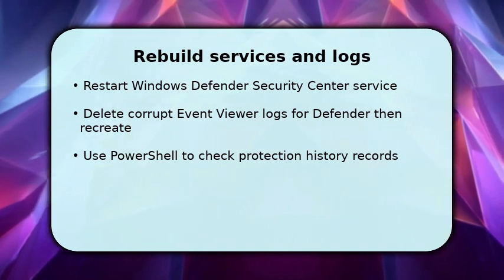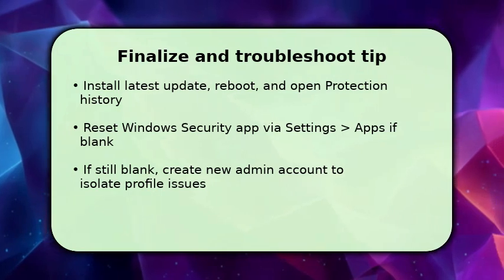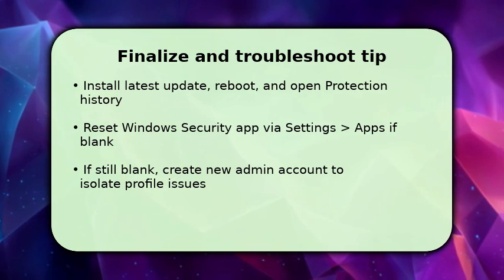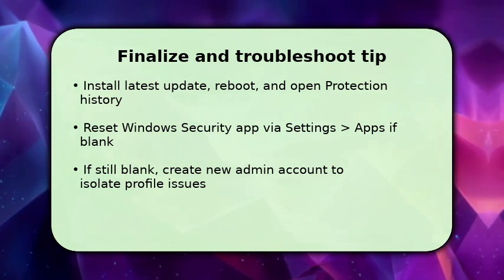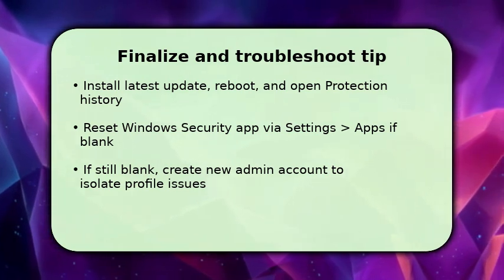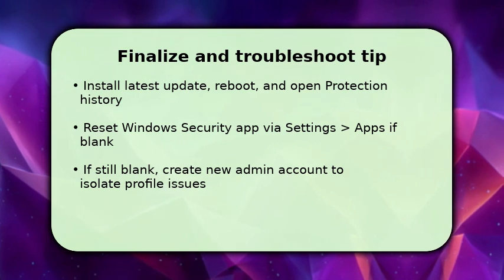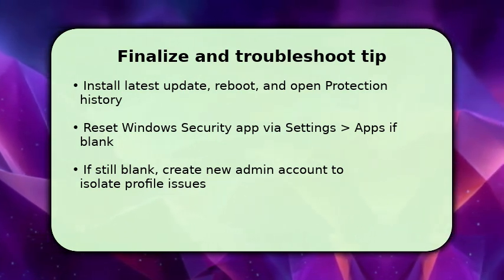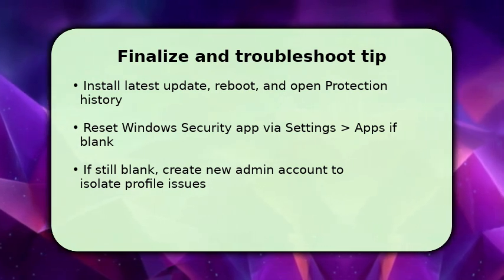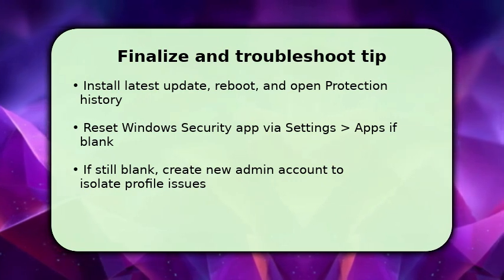Finish by applying last-mile fixes so you can view history. Install any pending updates, reboot, and open protection history again to confirm entries appear. If it remains blank, reset the Windows Security app in Settings, Apps, Advanced Options. This rebuilds its local store. Make sure to test with a new local admin account to rule out profile corruption. If nothing helps, that single troubleshooting tip, create a new admin user, quickly isolates whether the problem is per user or system-wide.